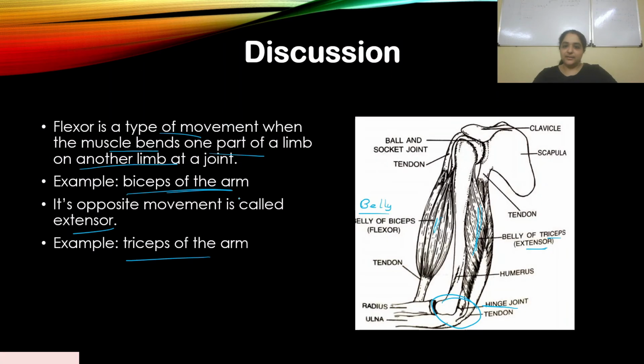Okay, clear? I guess biceps, triceps, easy to remember. People building their bodies use their biceps and triceps. They exercise those muscles, especially the arm muscles. Okay, clear? Next question.